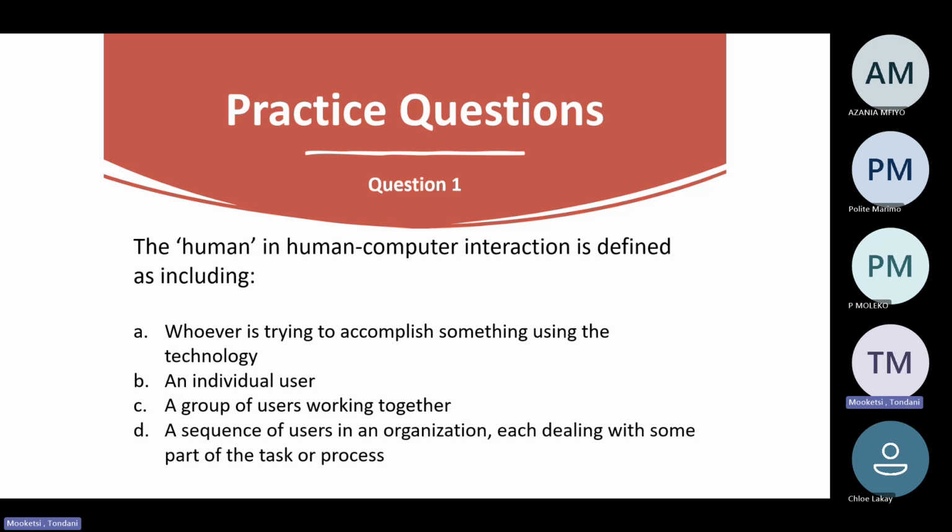In an organization, which of these options do you think is the correct answer? The human in human-computer interaction, what does it refer to? You can just choose your answer and put it here in the chat. I'll give you a minute to think about this one.